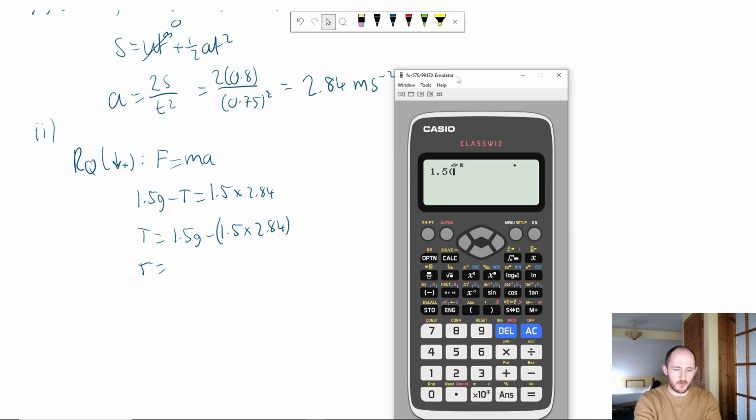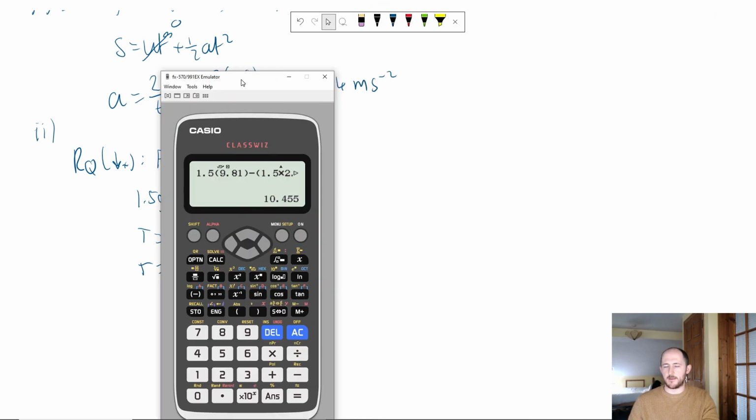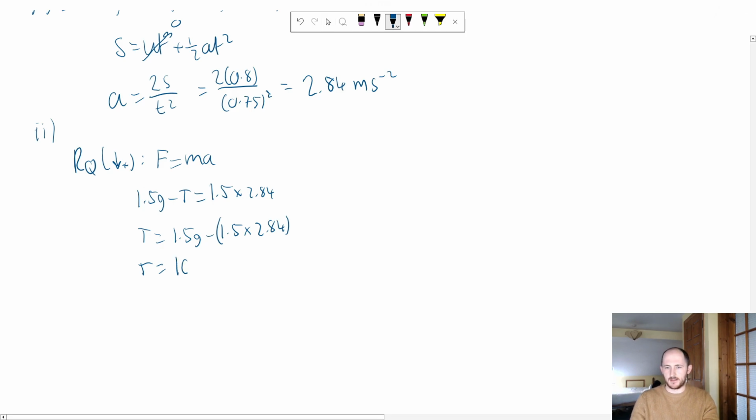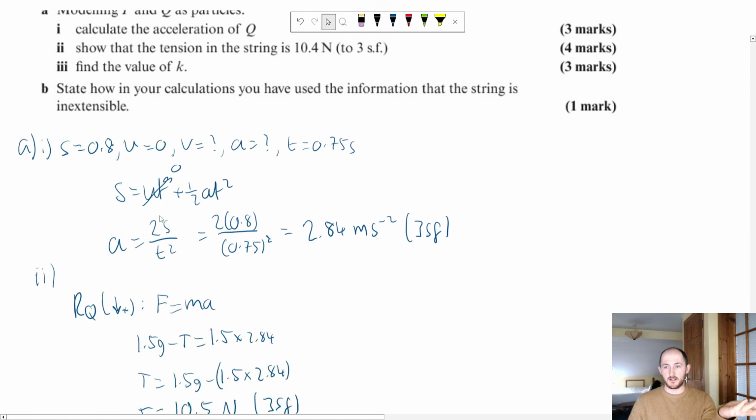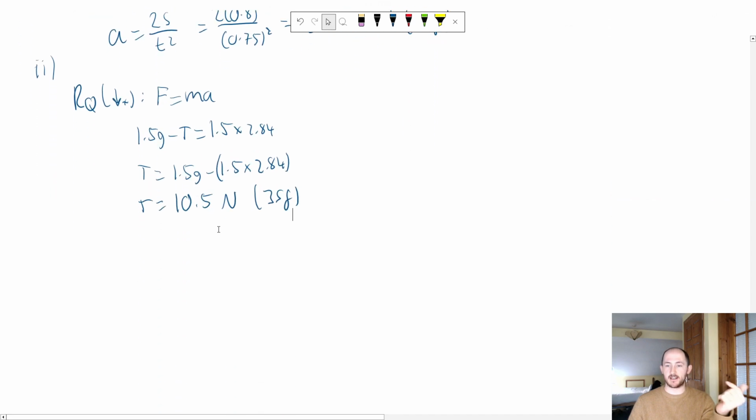So 1.5 multiplied by 9.81, subtract 1.5 multiplied by 2.84, gives 10.455. Let's say it's 10.5. I should actually put that these are to 3SF because they are answers, so they should be given to a realistic accuracy. So that's 4 marks! Oh, hang on, it says 10.4 to 3 significant figures. Yeah, sorry, 10.4 then, that's totally fine.